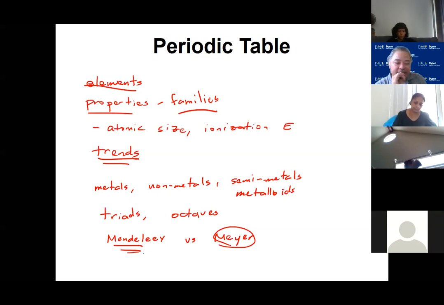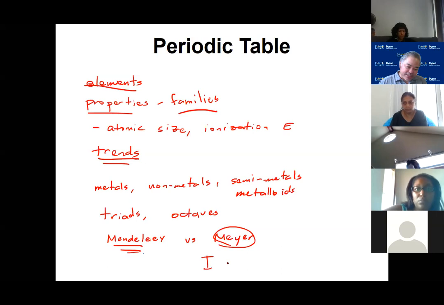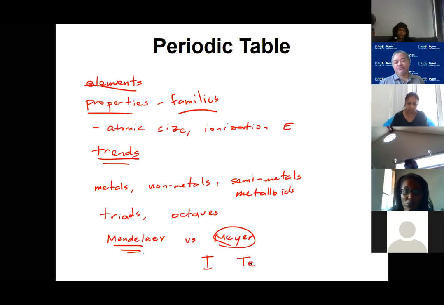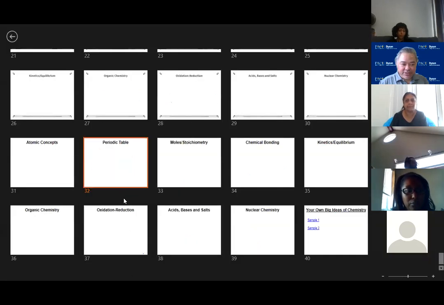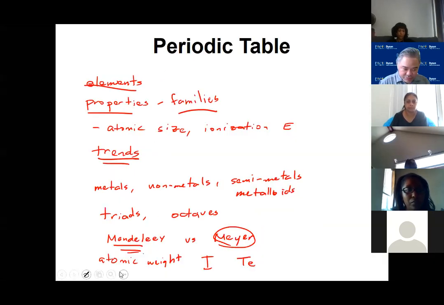If you have a periodic table, there's an anomaly between iodine and tellurium. Why did iodine come after tellurium, although iodine has a lower atomic weight than tellurium? Mendeleev based it on atomic weight, but if you look at the periodic table right now, it is based on atomic number.